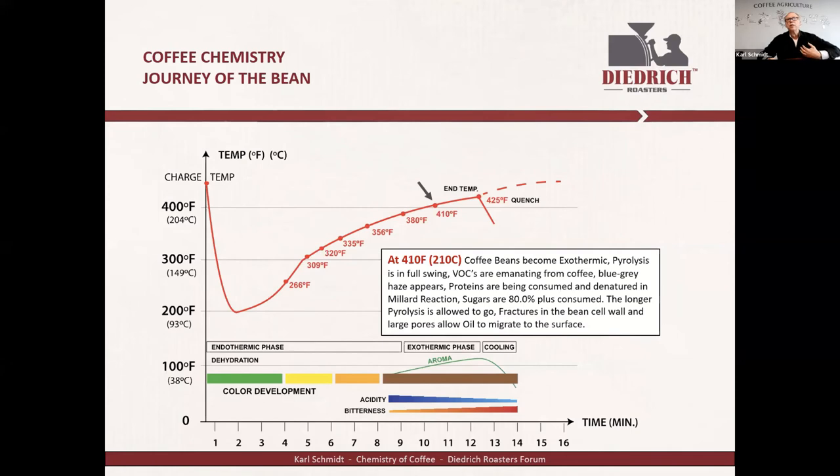410, coffee burns, becomes exothermic. Pyrolysis is in full swing. VOCs, volatile organic compounds, are emanating from coffee. Blue-gray haze appears. Proteins are being consumed and denatured in violet reactions. Sugars are being consumed. The longer the pyrolysis is allowed to go, the larger the fraction in the bean cell wall and larger pores allow.